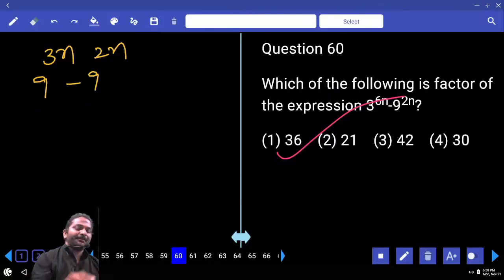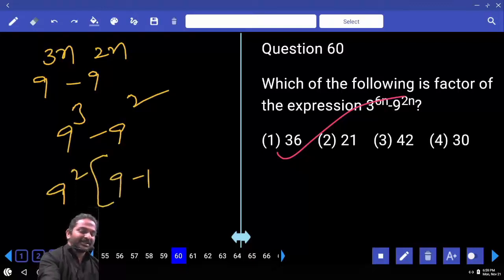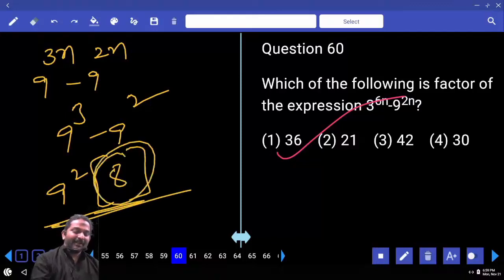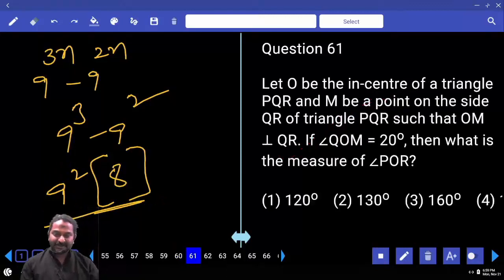Otherwise you have to keep substituting n is equal to 1. If you substitute n is equal to 1, it is 9 cube minus 9 square. If you take 9 square common, you'll have 9 minus 1, which is 8. So out of this you have 8 where you have 4 multiple. 9 square, 9 multiple, 9 into 4, 36. Best possible option, that is the one.